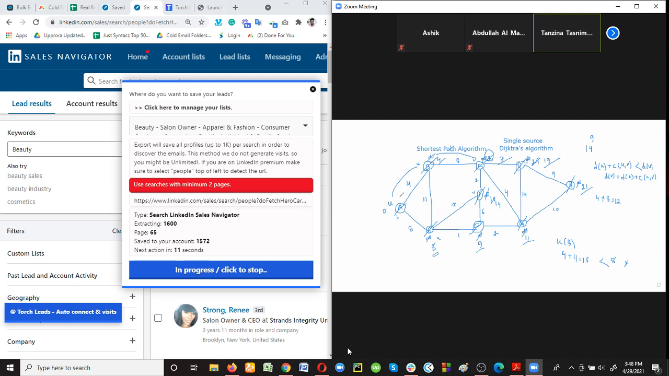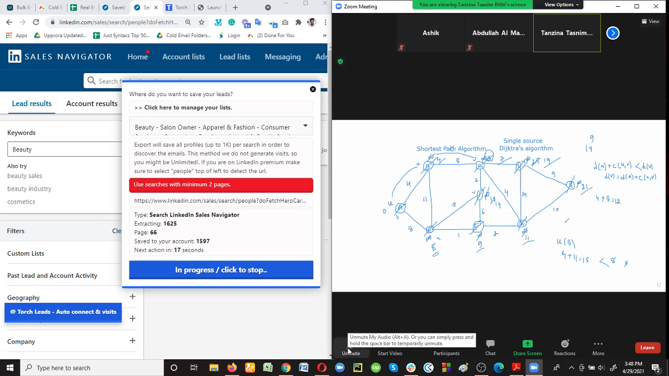And now the next one is between A and G. The shortest distance is 11. So which one is the shortest path? A, E, F, G. Which one? A, E, F, G. Very good. A, E, F, G. So this is the shortest path between A and G.